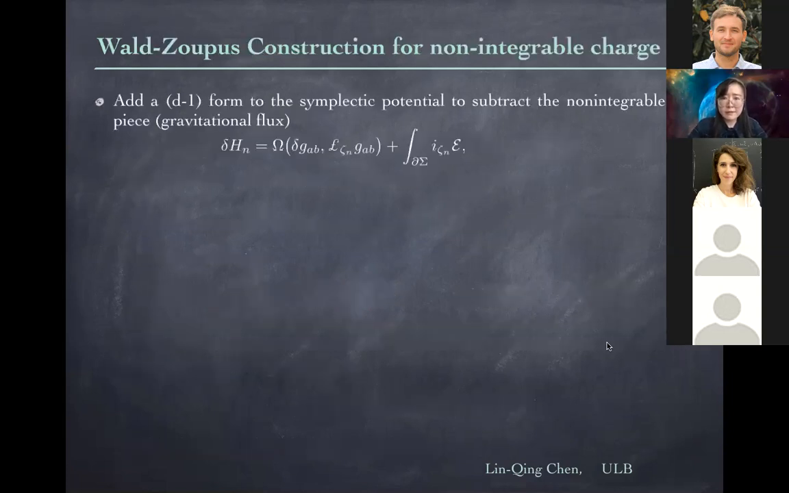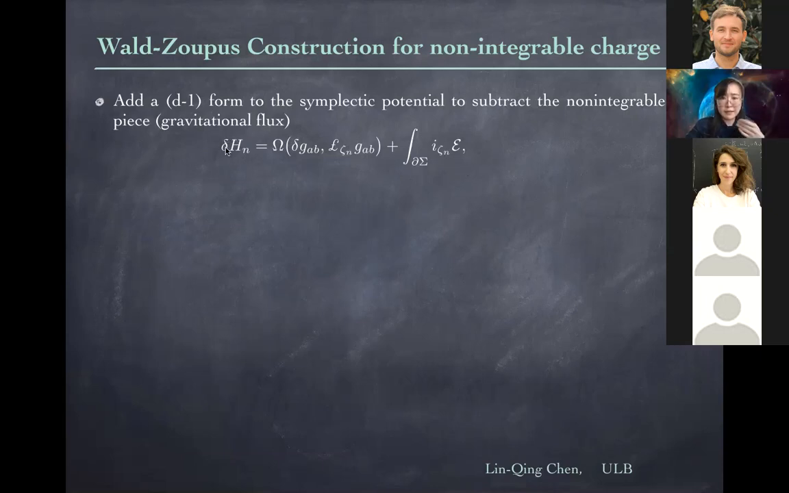So another way of defining a well-defined Hamiltonian is by using the Wald-Zoupas construction for the non-integrable charges. More precisely, it is adding a d-1 form to the symplectic potential. What it does is basically subtract the non-integrable part, which is also the gravitational flux part. So we subtract this from the symplectic potential as a compensation of the gravitational flux going through the system.